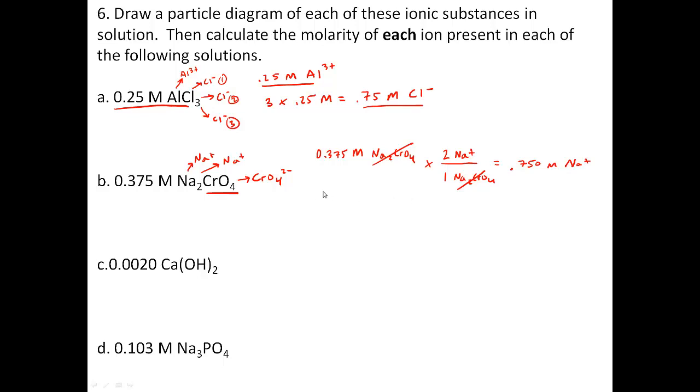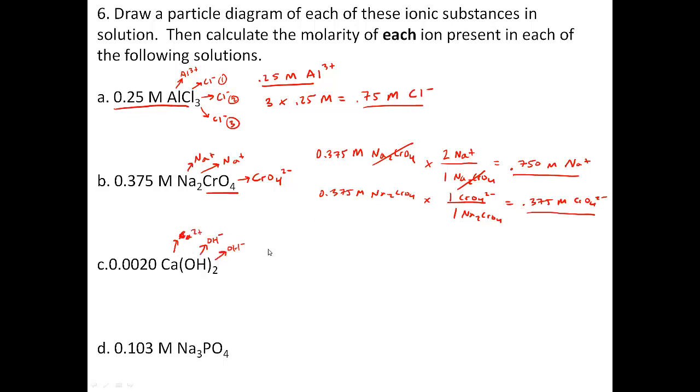You can do the same thing for the chromate, multiply by the ratio. Now the ratio for chromate is just 1 chromate per 1 sodium chromate. So it's just 1 to 1. That means the ratio or the concentration stays the same. Okay? Calcium hydroxide. Remember, we get 1 calcium, 2 hydroxides.